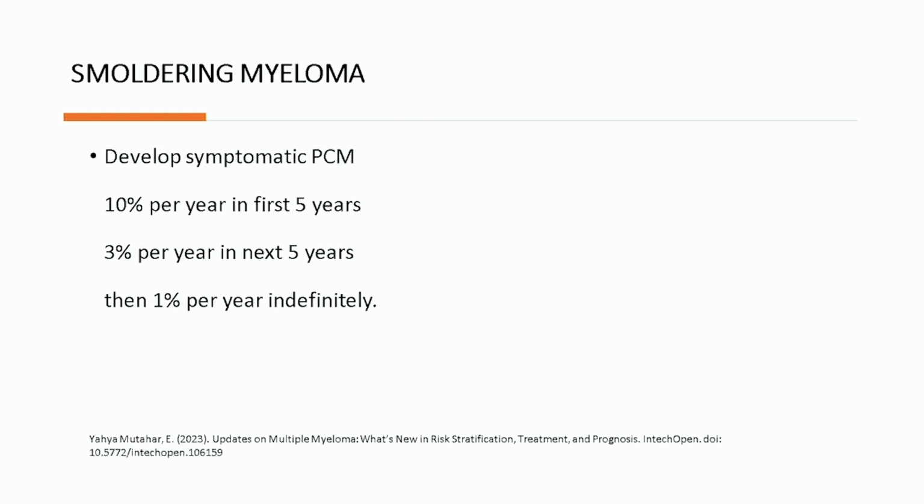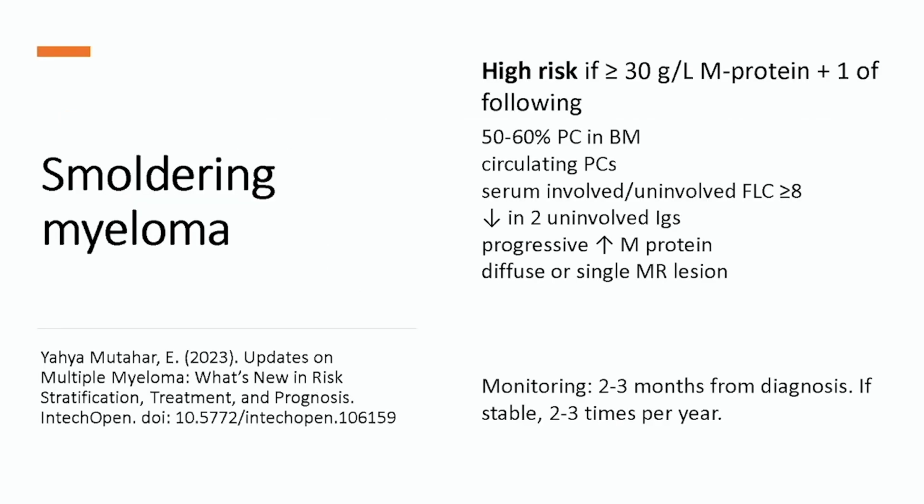The risk of progression to plasma cell myeloma kind of goes down with time. The first 5 years is 10%. The following 5 years is about 3%, and then goes back to IMWG's rate, where it's only 1% per year risk of developing multiple myeloma.